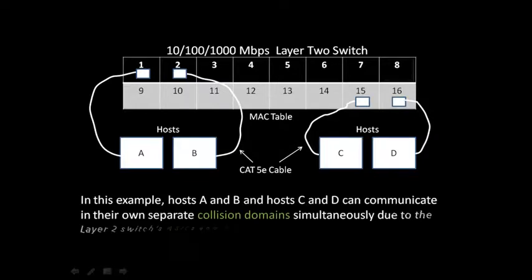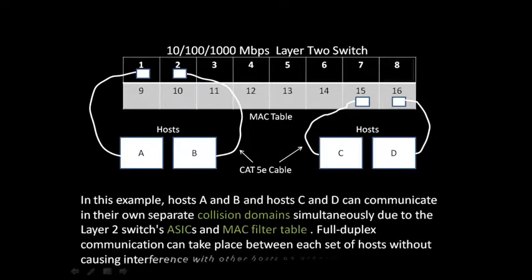In this example, host A and B and host C and D can communicate in their own separate collision domains simultaneously due to the layer 2 switch's ASICs and MAC filter table. Full duplex communication can take place between each set of hosts without causing interference with other hosts on other ports.